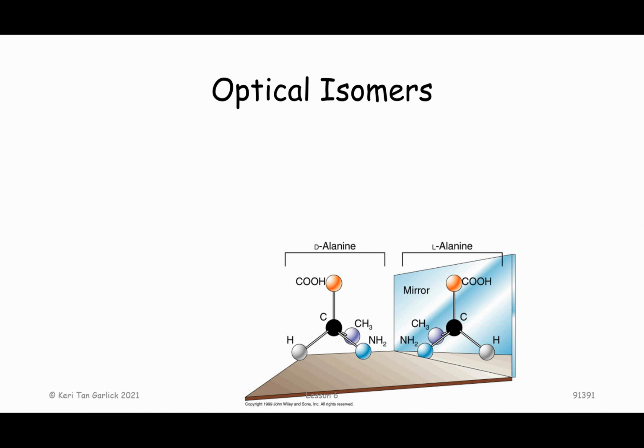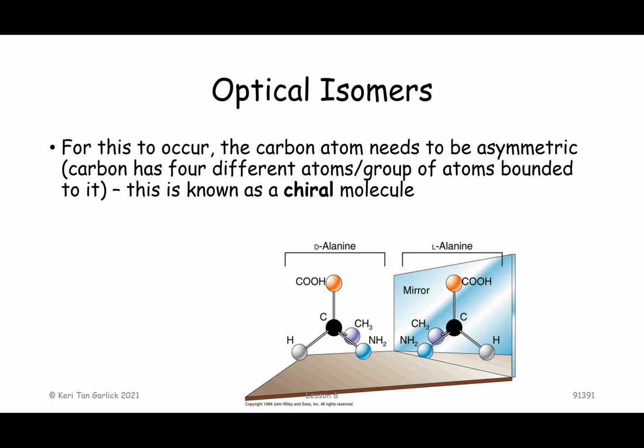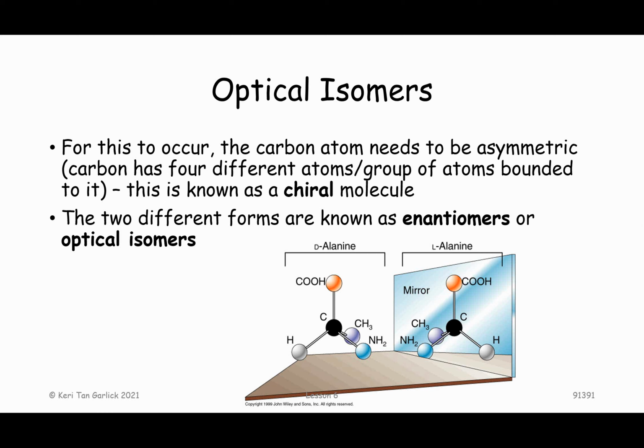Cool. So with these optical isomers, in order for them to occur, I need to find what is known as a chiral molecule, looking for that chiral carbon. So basically, I'm looking for a carbon atom that has 4 different things attached to it. If it doesn't have 4 different things attached to it, it doesn't form optical isomers. And then you get these 2 different versions, and we label one D and one L. You're not going to be expected to know which one's D and which one's L.